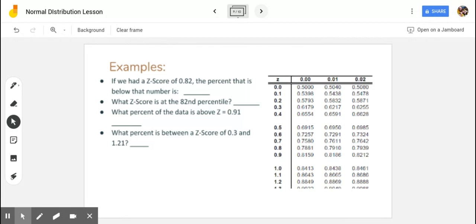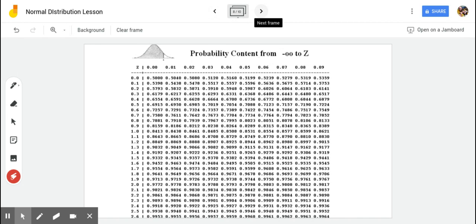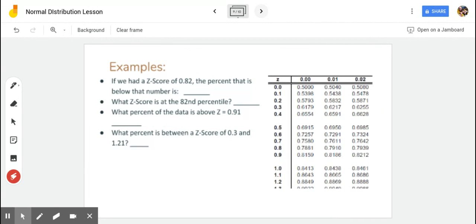So if we had a z-score of 0.82, a 0.82 z-score would be not quite one standard deviation above the average. What that means is you can find the percentage that's below the number using one of these charts. Using this one, z equals 0.8, then go over to 2, and it's this number here. The answer for that is 0.7939.